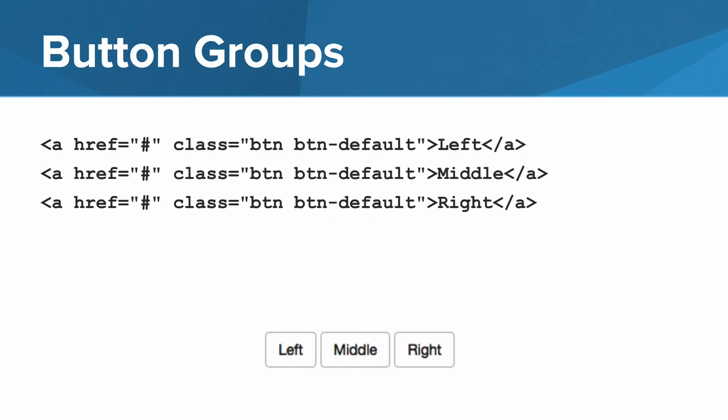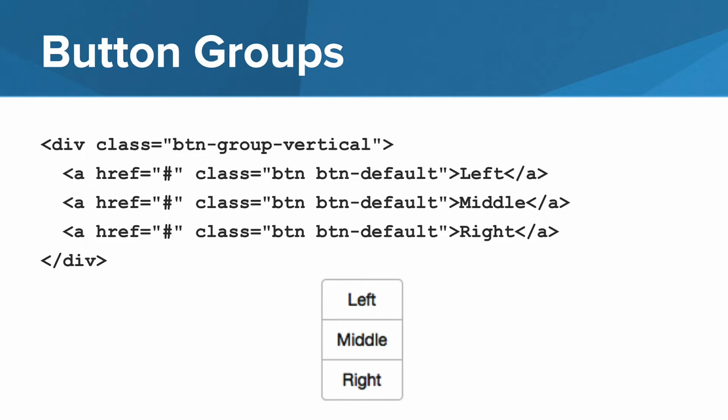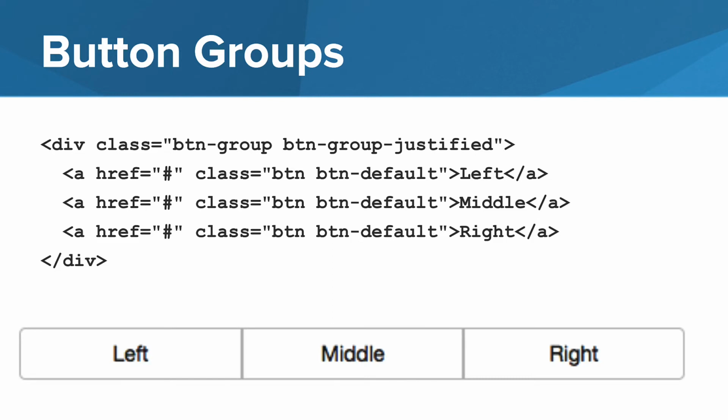Buttons can also be grouped together. Let's take these three buttons and combine them. By placing the three anchor tags inside of a div tag with the Bootstrap class button group, we can join these buttons together. There's even a button group vertical Bootstrap class that allows you to join the three buttons vertically. Grouped buttons can also be justified to extend evenly across the div tag element using the button group justify Bootstrap class.